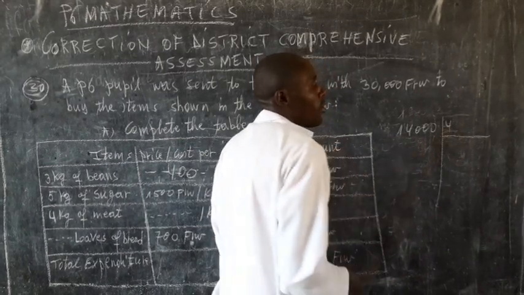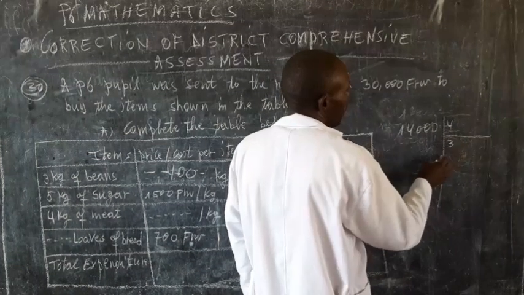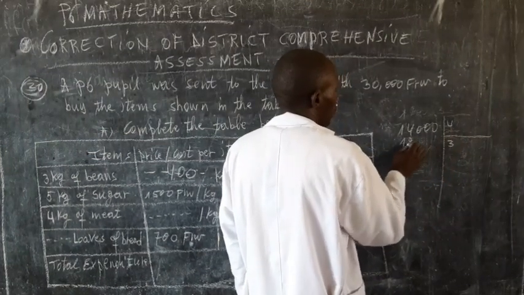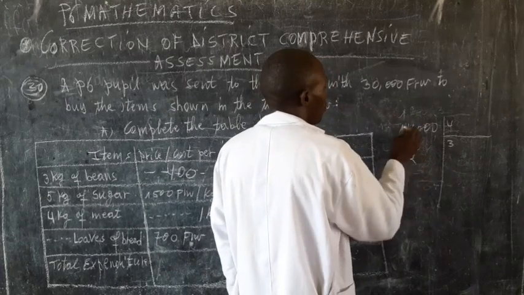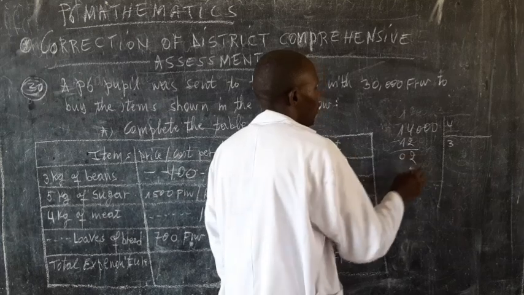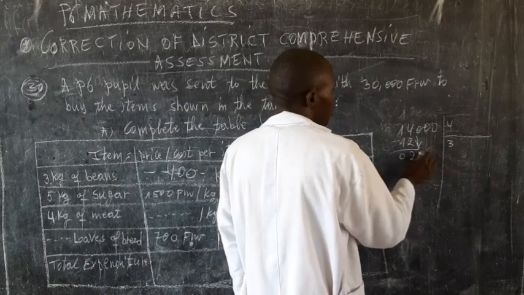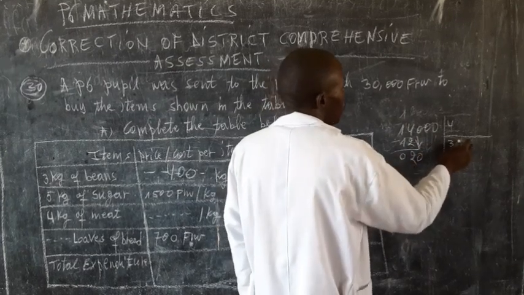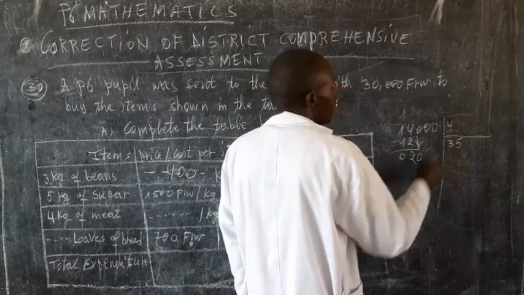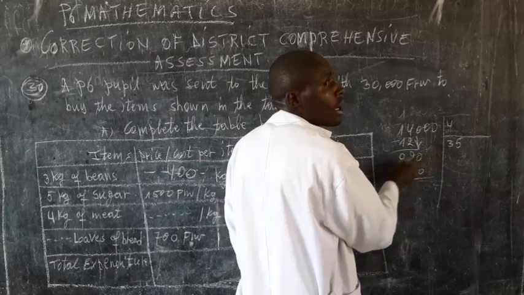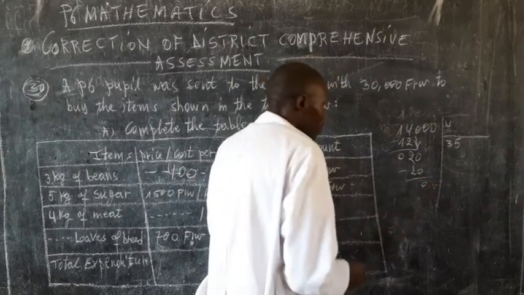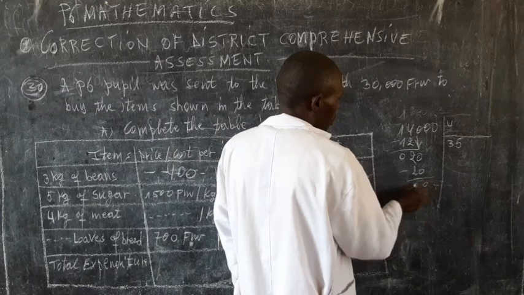14 divided by 4, I may put 3. 3 times 4 is equal to 12. 14 minus 12 is equal to 2. 1 minus 1 equal to 0. I may bring it down with 0. 20 divided by 4 is equal to 5. 5 times 4 is equal to 20. Then minus 0 is equal to 0.